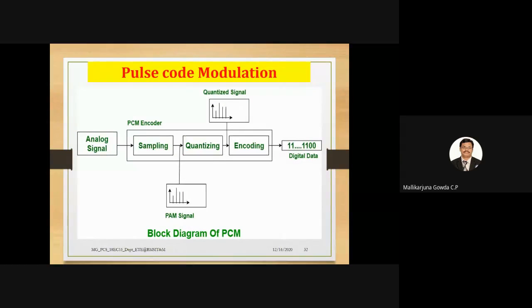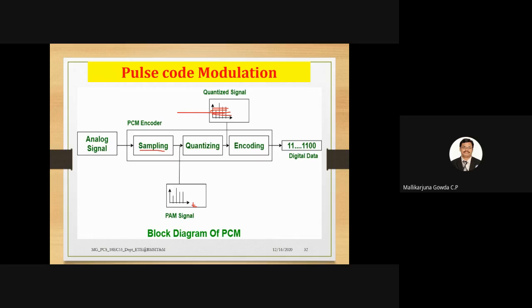So this is my analog signal, which I give as an input. First I do sampling. When I do the sampling, I discretize the signal in time. Here the x-axis is time. Then the next step is quantizing. Quantizing means I discretize the amplitude. So this is the quantization.